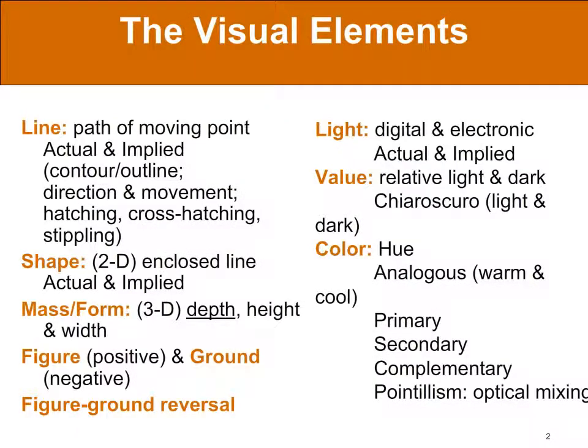The 8 visual elements, or elements of art, are terms used to describe the way a work of art is put together, or as the text says, ingredients an artist has available to use in a work of art. We're going to discuss all of these visual elements in detail.